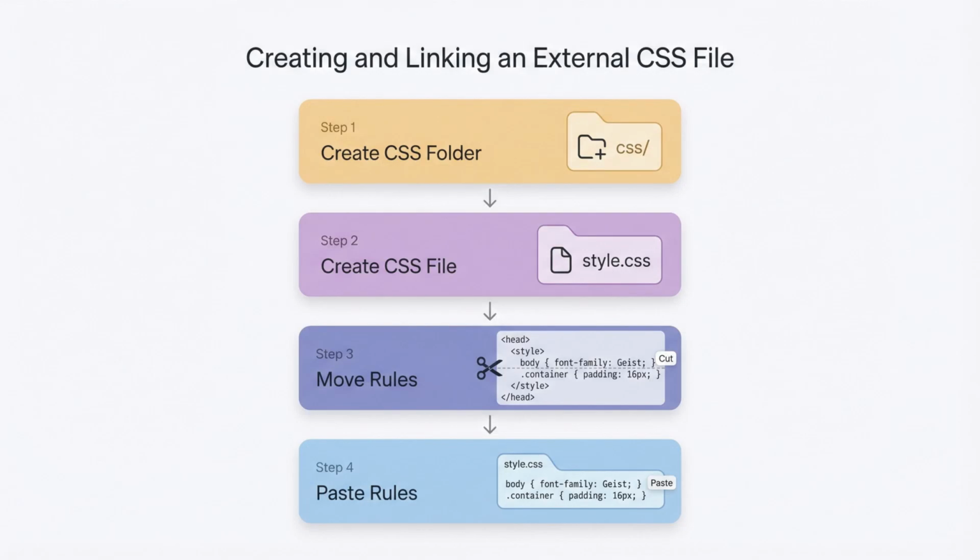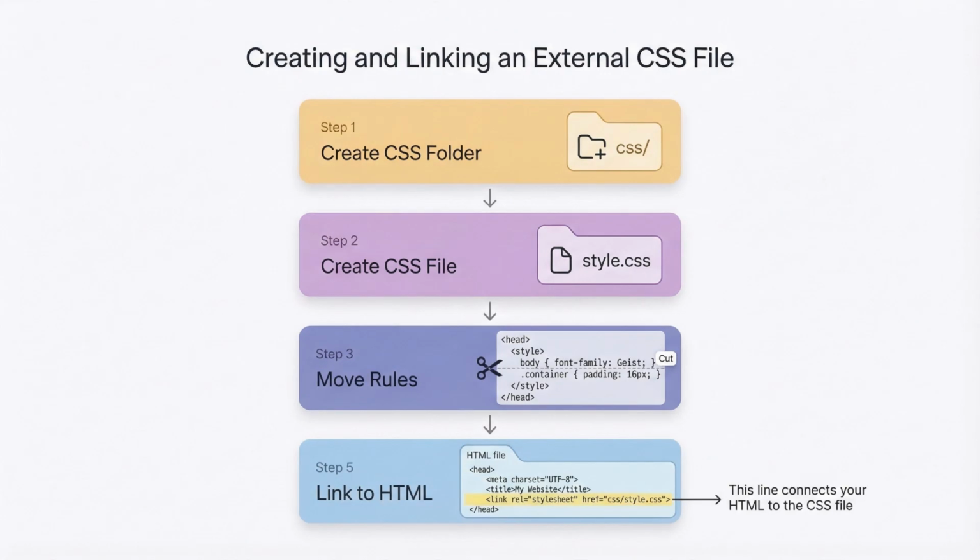Here's the actual process the instructor walks through. First, create a folder called CSS. Inside it, create a file called style.css. Then, take all the CSS rules that were previously sitting inside the style tag in your HTML file, cut them out, and paste them directly into that new style.css file. Your HTML file now has no embedded styles. Everything is in the external file.